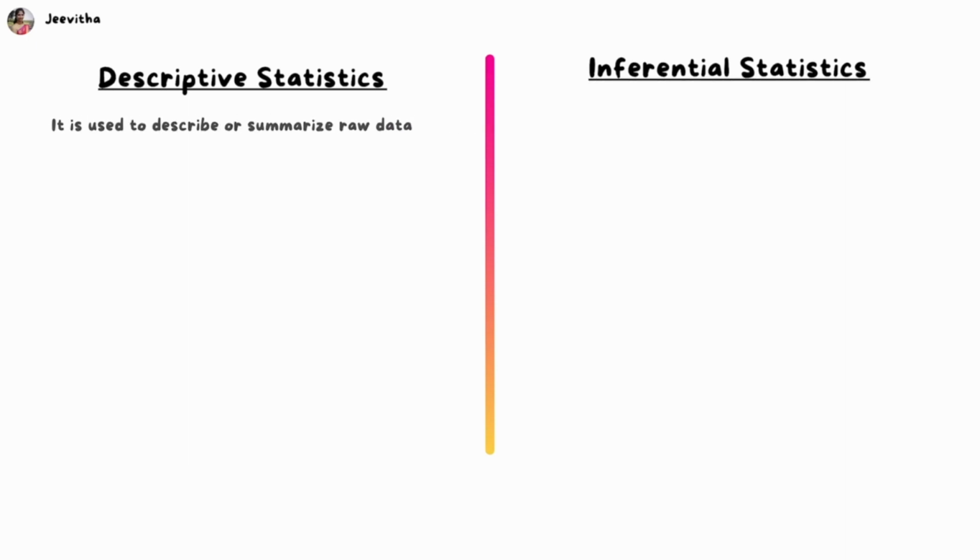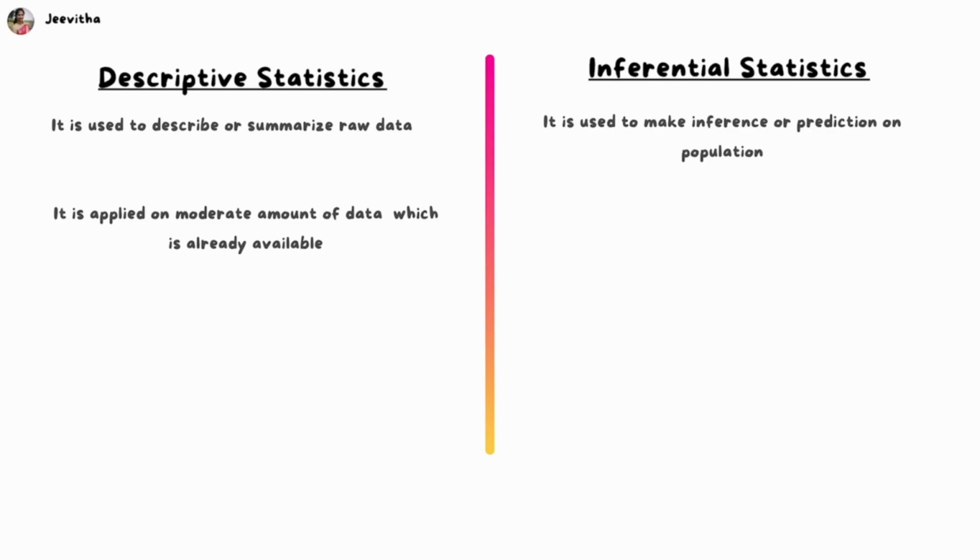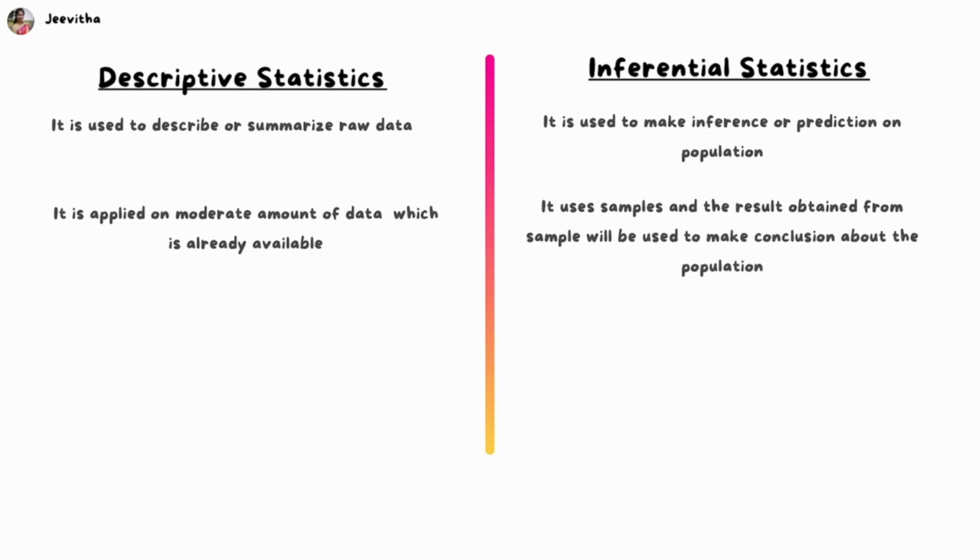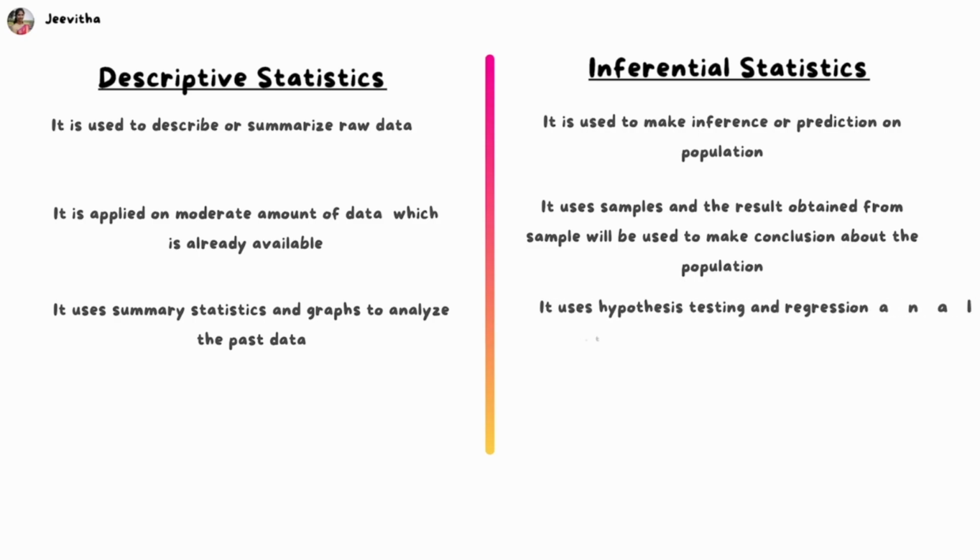As I told, descriptive is always used to describe or summarize raw data. Inferential is used to make inference or prediction on a population. Descriptive is applied on a small amount of data which is already available, to know what happened. Inferential statistics will use a sample from a population, and whatever result we obtain from the sample will be used to make a conclusion about the population. Descriptive statistics uses summary statistics and graphs to analyze past data. Inferential statistics uses hypothesis testing and regression analysis to make an inference or conclusion, and also to make predictions about the future.